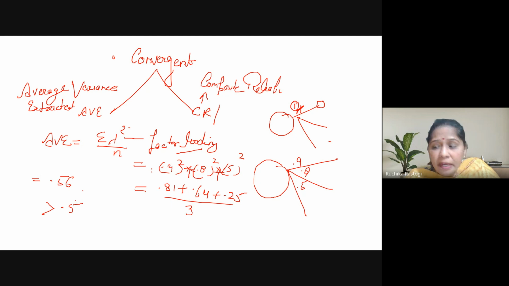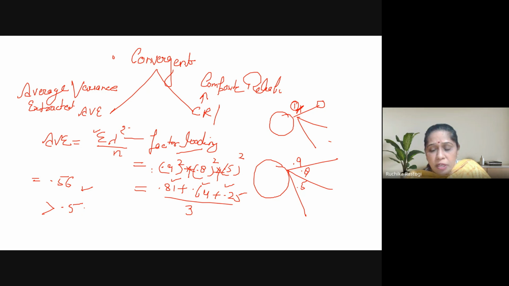Remember this. Let me tell you once again how we can measure the AVE. The formula of AVE is sigma lambda square divided by n. All the values of lambda are to be squared, we get sigma, meaning total, and divide by n. Lambda is the factor loading. So 0.9 square plus 0.8 square plus 0.5 square, 0.81 plus 0.64 plus 0.25, divided by 3. So it is 0.56. That means my model is okay, as it is crossing the threshold value of 0.5.